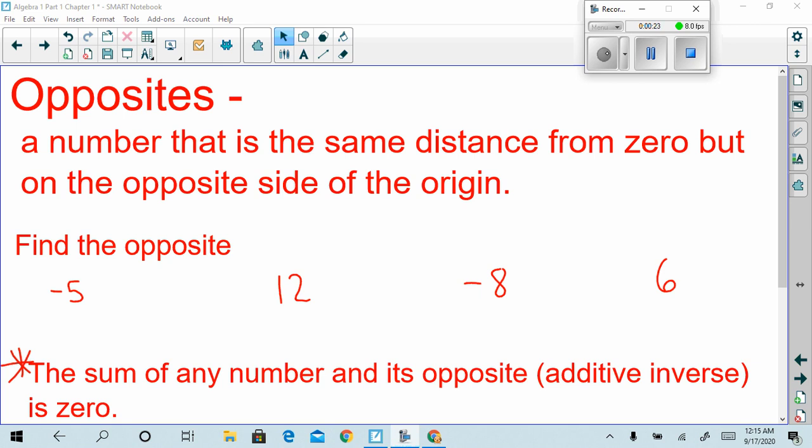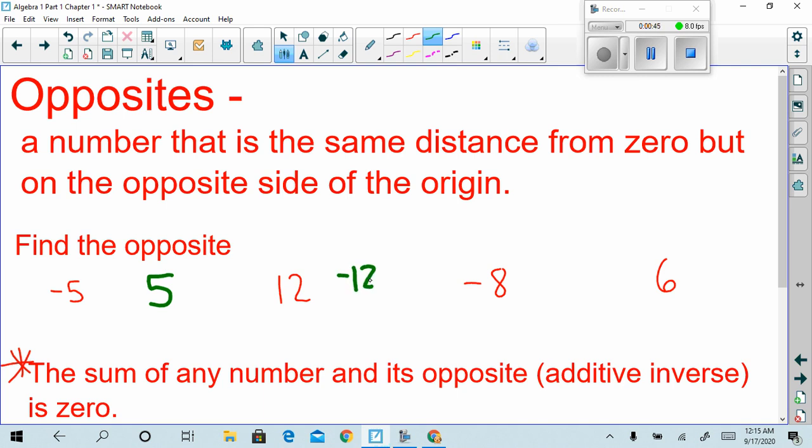A number that is the same distance from 0, but on the opposite side of the origin, is called an opposite. Easy enough. The opposite is just the change of sign. So the opposite of negative 5 is just 5. And the opposite of negative 12 is 12. The opposite of negative 8 would be 8, 8 spaces away from the origin on the opposite side, on the positive side. And the opposite of 6 would be negative 6.